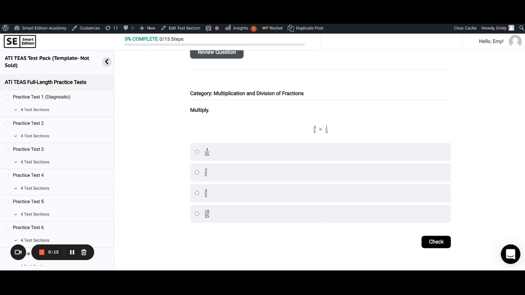This says multiply 4 over 5 by 1 over 5. The correct answer is A, 4 over 25.